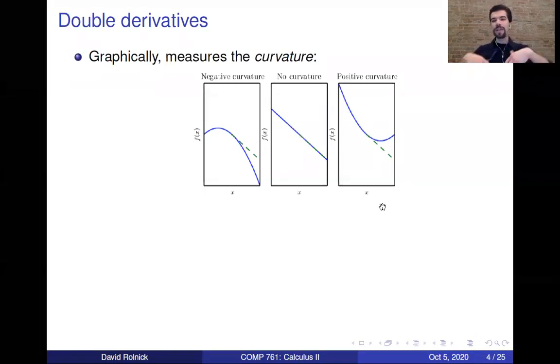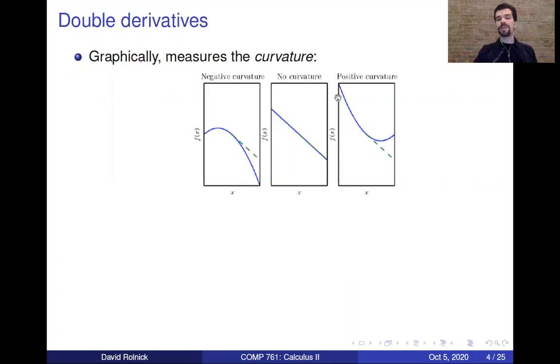And if you think about it, the double derivative of a function is going to be zero exactly when the single derivative of the function is a constant. So when the function itself is a linear function. So the only functions that have double derivative zero everywhere are just linear functions. And then positive curvature, where the second derivative is positive, the slope is going up. And so you have this sort of curving up thing.